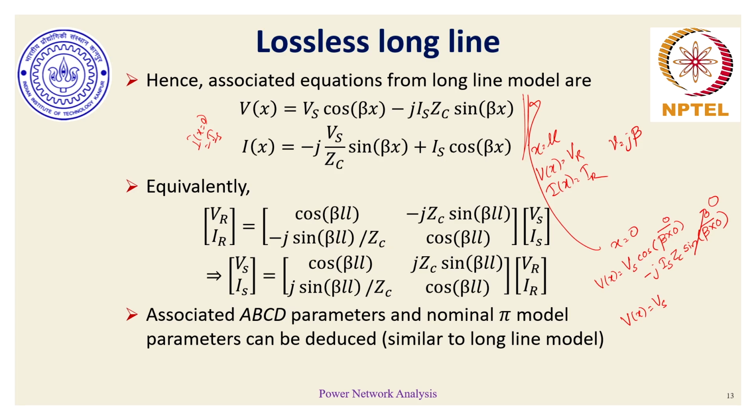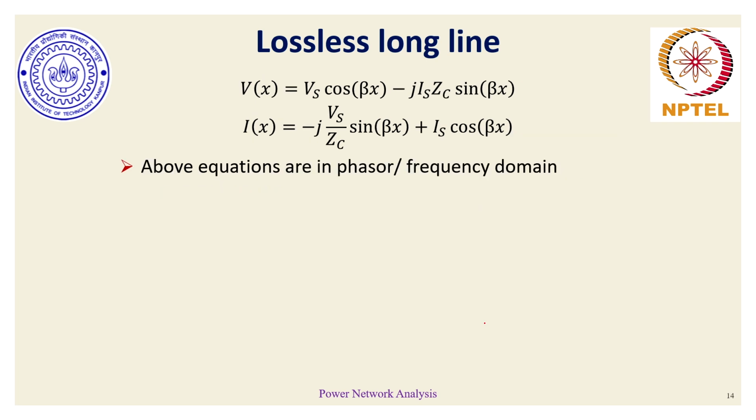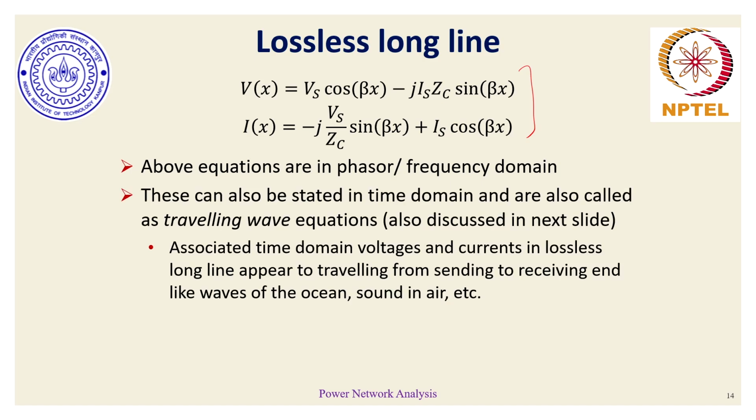Please verify that. On similar lines, we can find the ABCD parameters, z, y, h and nominal pi model for the lossless long line also. That is not our point of focus as of now. So we have our Vx and Ix equations for the lossless long line, where the terms present here are still in the phasor domain or frequency domain.